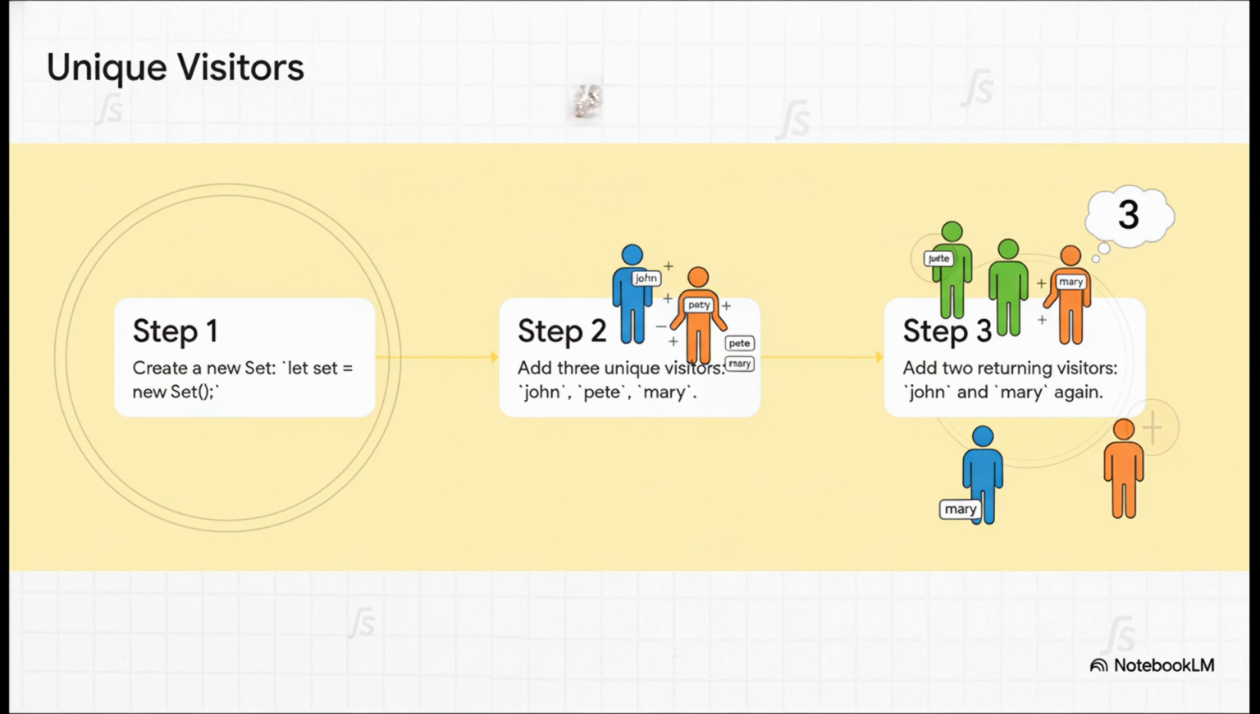So, what do you think? How many people are in our set now? Just 3. That's it. The set automatically handled the duplicates for us. No extra code, no checks, no if statements. It's just a clean, super efficient way to maintain a list of unique values.